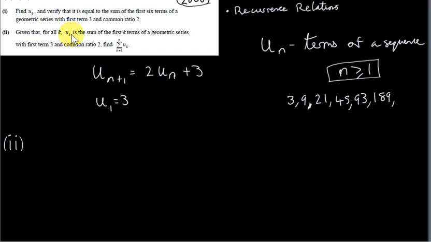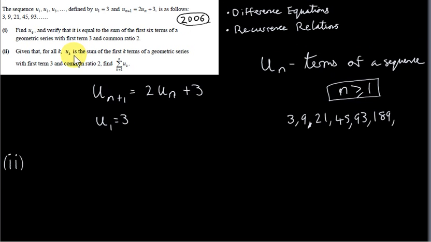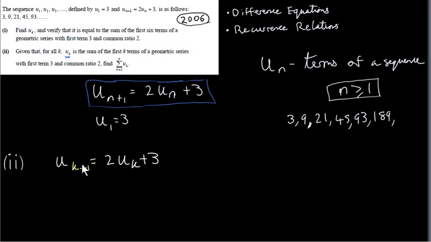Given that for all k, u_k is the sum of the first k terms of a geometric series with first term 3 and common ratio 2, find the sum from k equals 1 to n of u_k. The u_k being referred to here in question 2 satisfies this recurrence relation. So we can just replace n with k. So u_{k+1} will equal 2 times u_k plus 3.